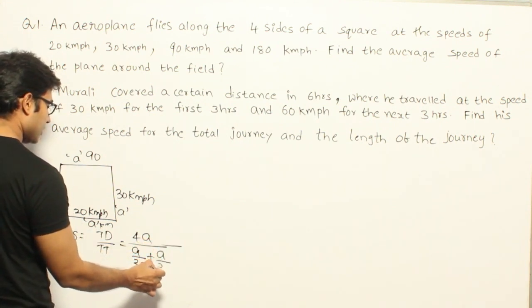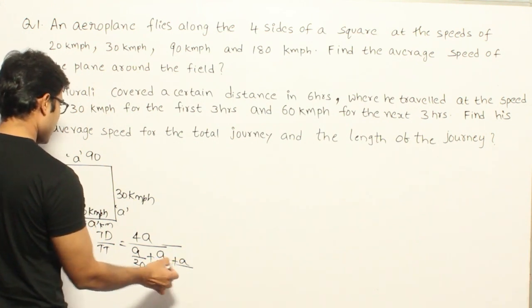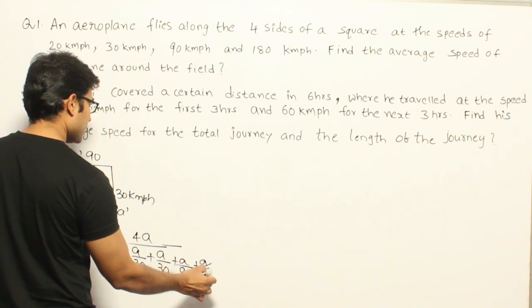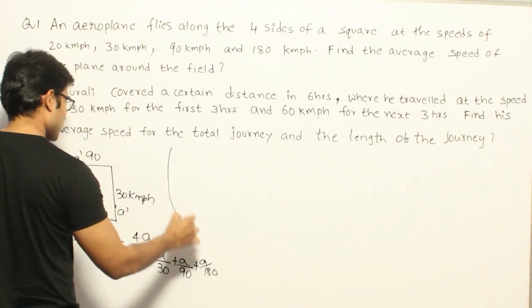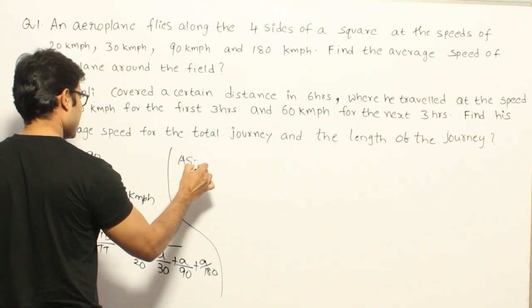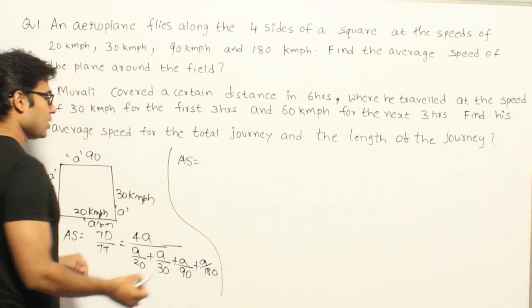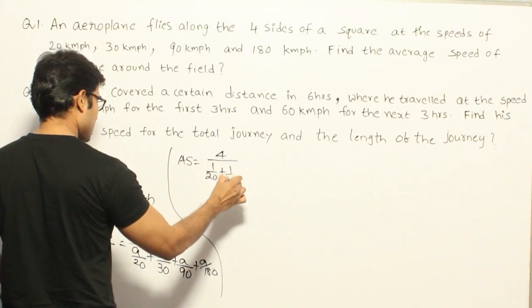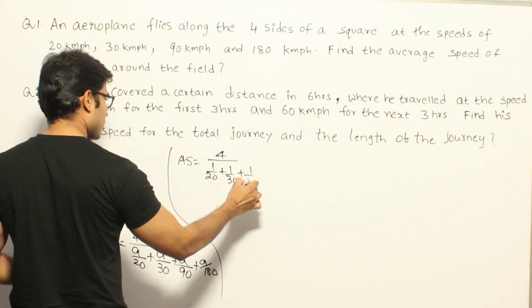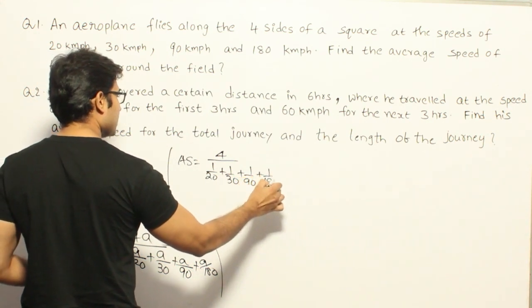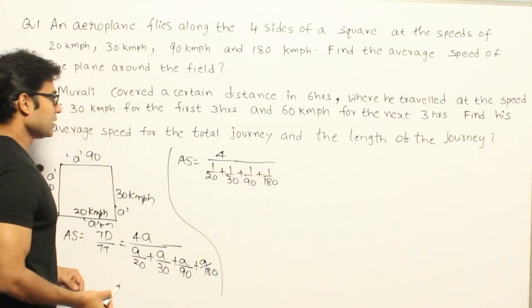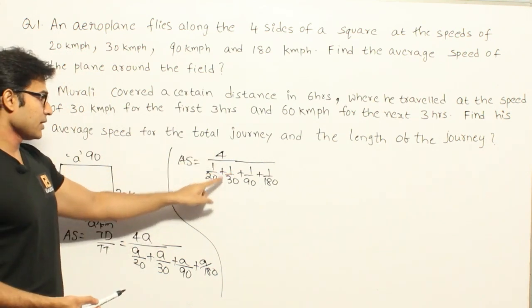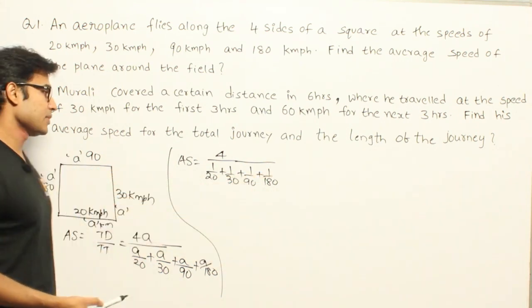And now it is a by 30 plus a by 90 plus a by 180. So what do you get? From this you are going to get average speed is equal to, all the a's will get cancelled, 4 divided by 1 by 20 plus 1 by 30 plus 1 by 90 plus 1 by 180. So this is what I was trying to say. In case you remember that we have already derived this formula, you could have written it as 4 by 1 by s1 plus 1 by s2 plus 1 by s3 plus 1 by s4.